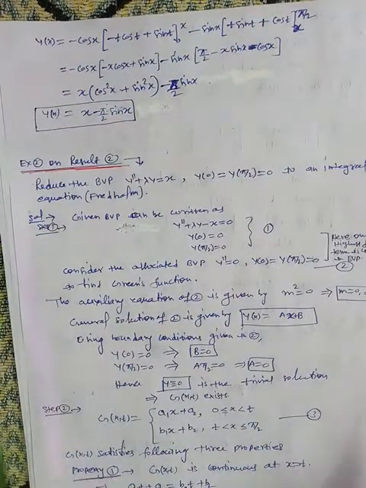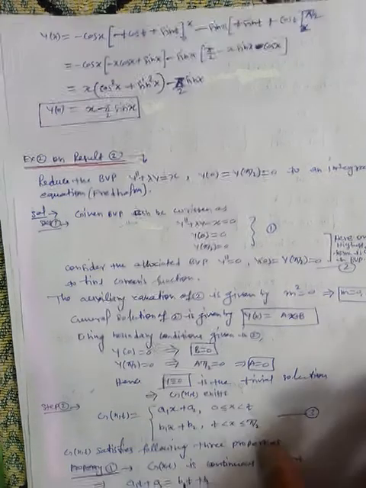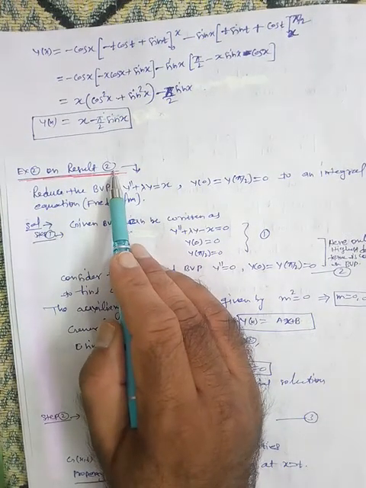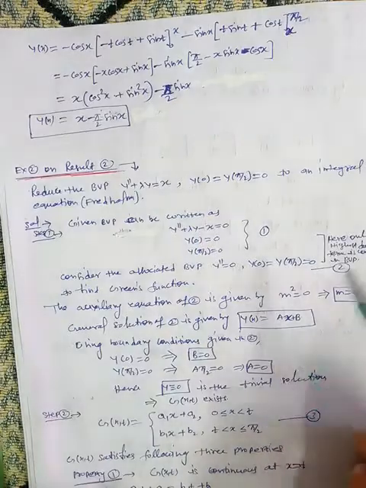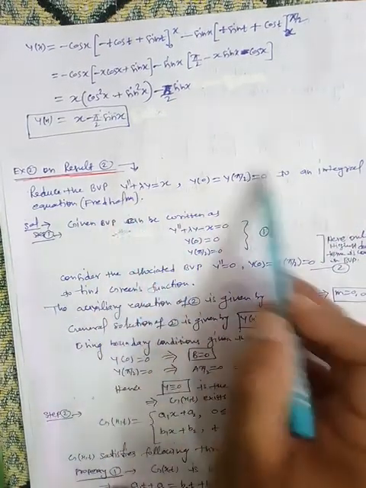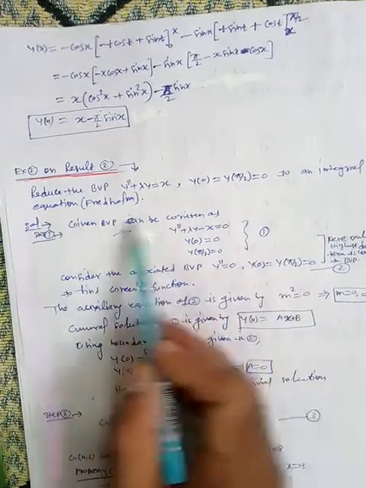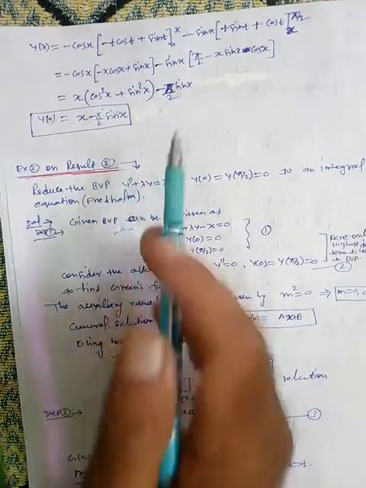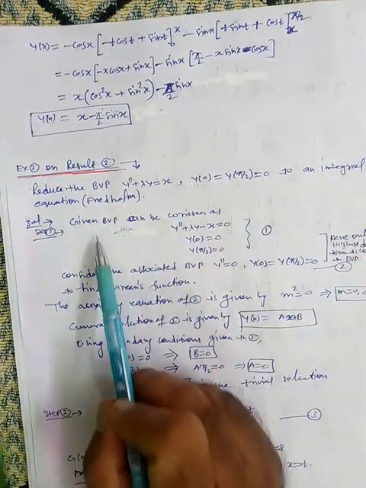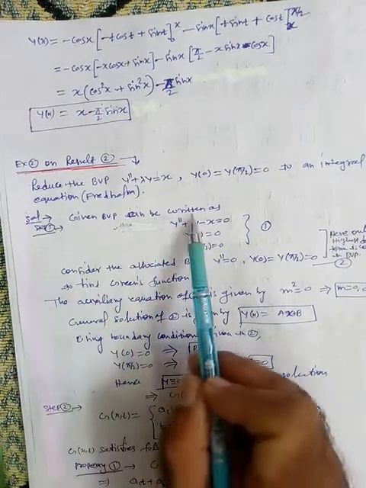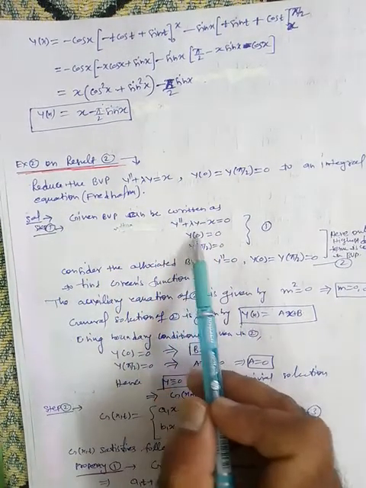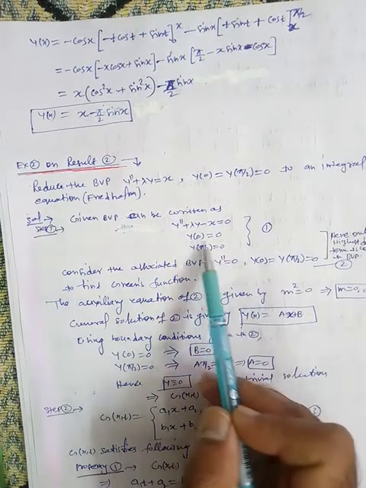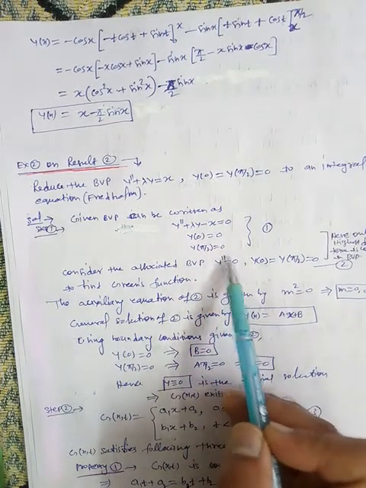So this is the first result. Now example on second result. That means we are trying to convert this boundary value problem into an integral equation. For this we will use result number 2. So the given boundary value problem can be written as y''(x) + lambda y - x = 0, y(0) = pi/2, y(pi/2) = 0.